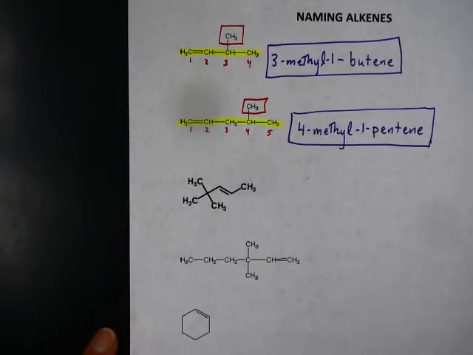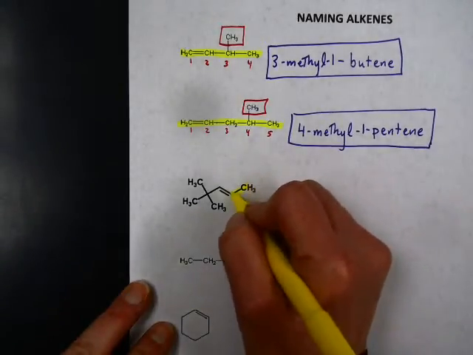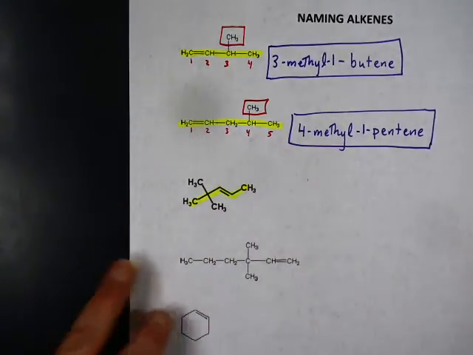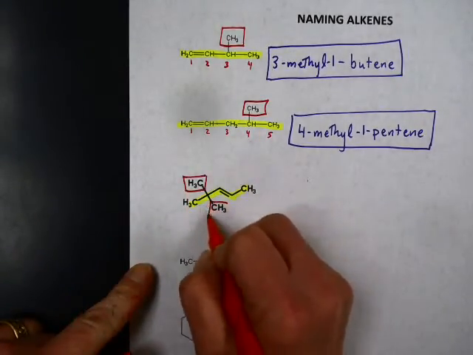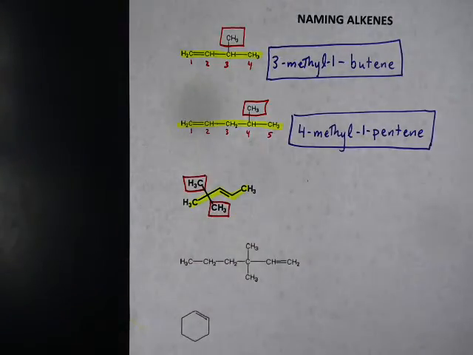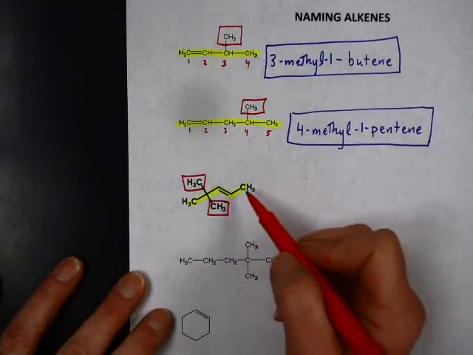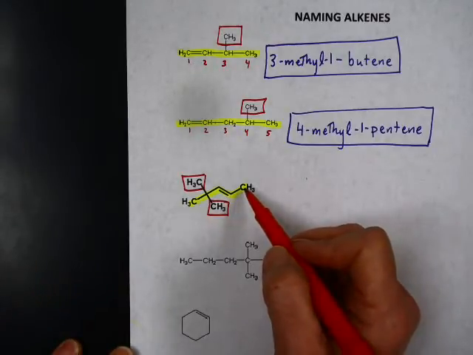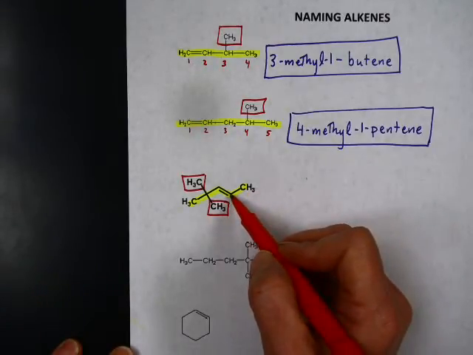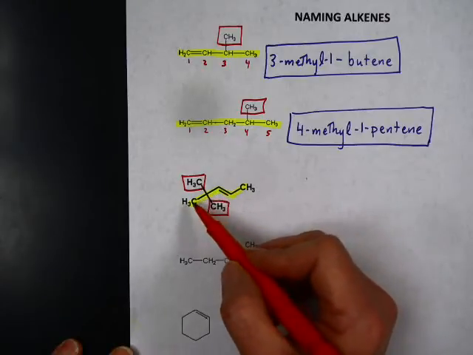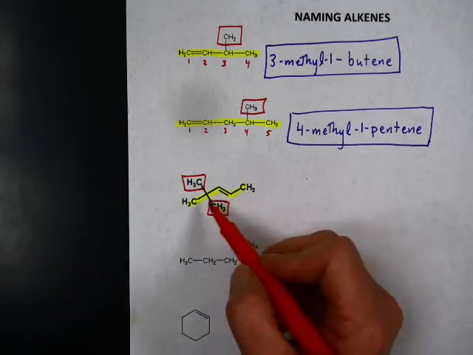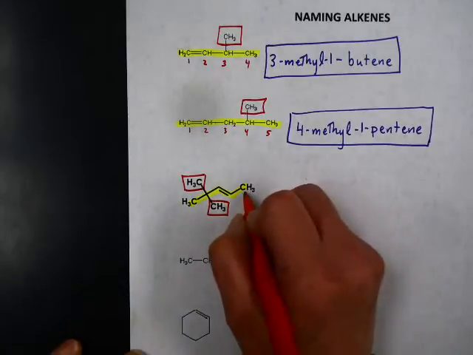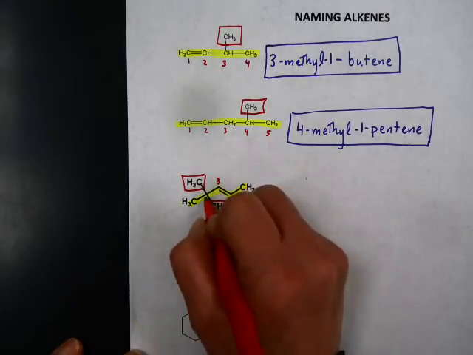Next one, again, highlight the longest continuous chain, right there. Identify anything sticking off, branching off. Methyl, another methyl. How should I do the numbering? Let's check. If I number from the right, I get this. Carbon 1, carbon 2, carbon 3, carbon 4, carbon 5. So the double bond starts at carbon 2, or the double bond starts at carbon 1, carbon 2, carbon 3. So we better number from this end, closer to the double bond.